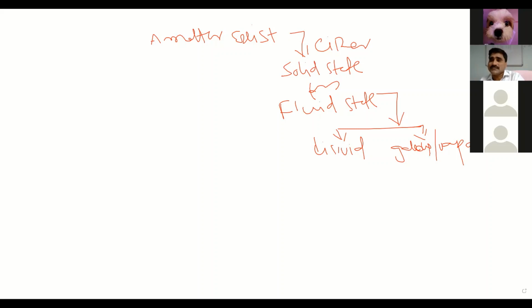Third thing: in a given volume, a solid contains a large number of molecules, a liquid contains fewer molecules compared to a solid, and gases contain still fewer molecules compared to both solids and liquids. Clear at this point?